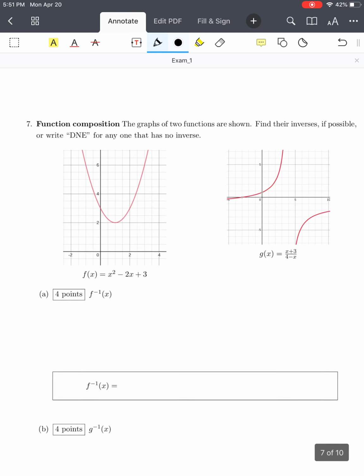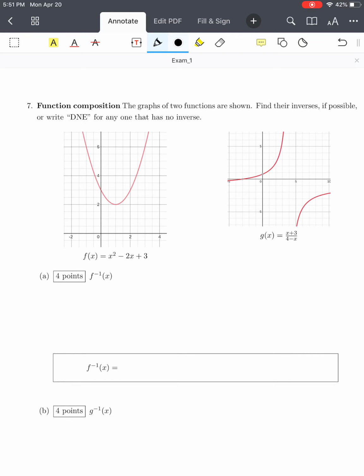Okay, so for number 7, we're given two functions, a and b. The graph of two functions are shown. Find their inverses if possible, or write does not exist for any that has no inverse. So first off, we have this parabolic function, x squared minus 2x plus 3, which is graphed above. And what we notice is that it doesn't pass the horizontal line test.